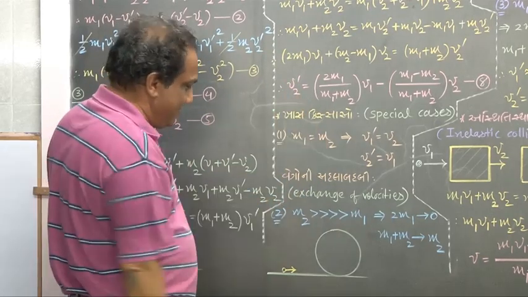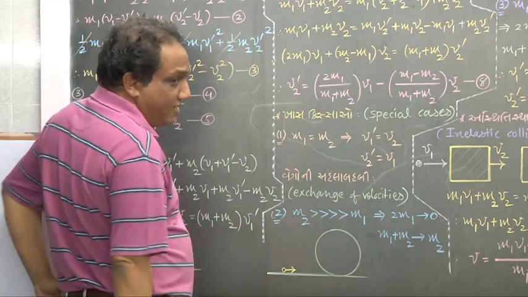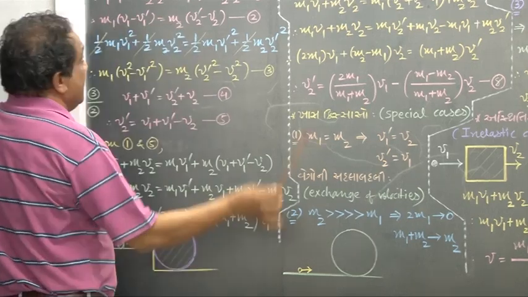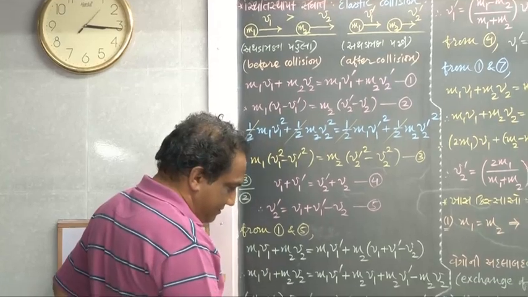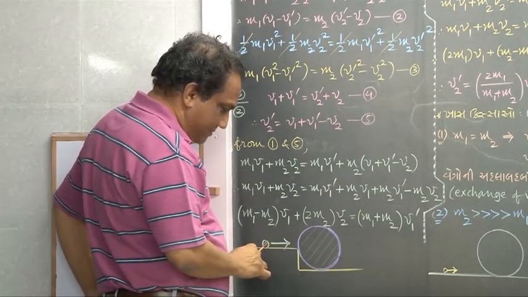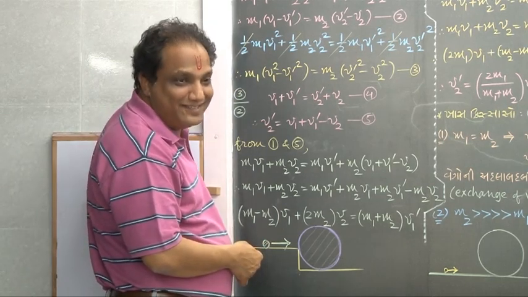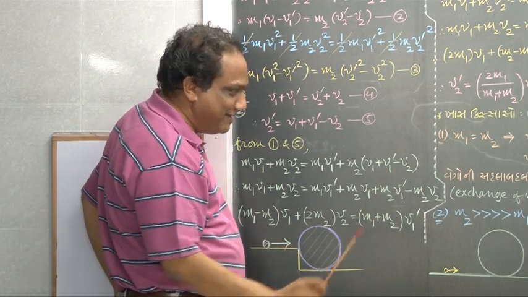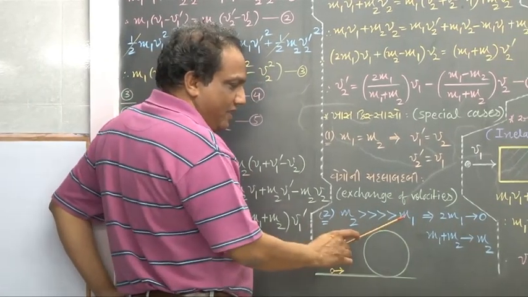And now M2 very much greater than M1. We assume M2 very much greater than M1. Now look, this second body is very heavy, like this, and this is the first body. This is going to collide with this. I'm showing you what will happen. When M2 is very much greater than M1, you can neglect M1.